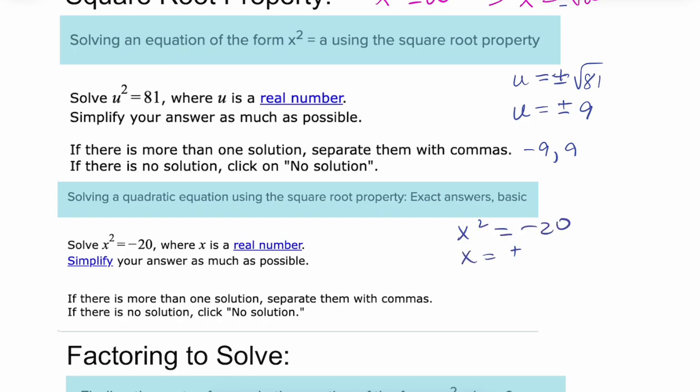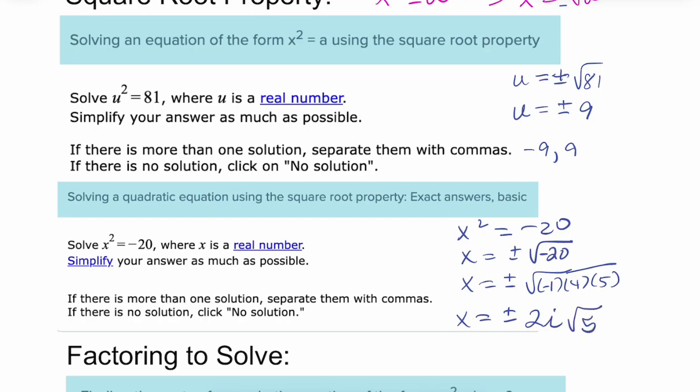When you go to put that plus or minus, the square root is over the entire thing, the entire -20. So for me, since -20 is -1 times 4 times 5, the -1 comes out and is represented by an i. The square root of 4 comes out, it becomes a 2. And then the 5 is stuck inside. So that's what I want, okay? I want plus or minus 2i square root of 5. So that's my answer.